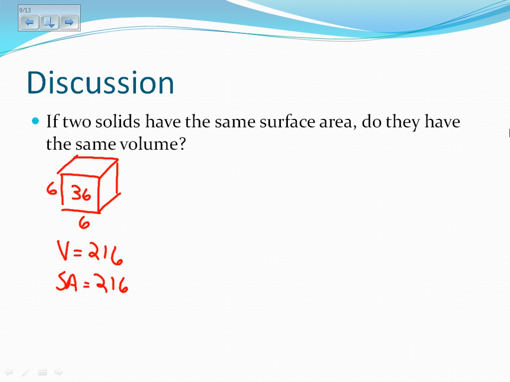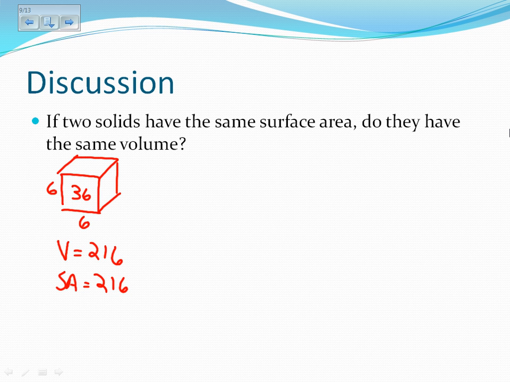2 and 18, you need another one, though. Because you need a length, a width, and a height. I got the volume to be 216. The length is, well, the base is 6, it's 23, and the height is 36. That's fine, but that's not what we need to check. We're checking 2 solids that have the same surface area.